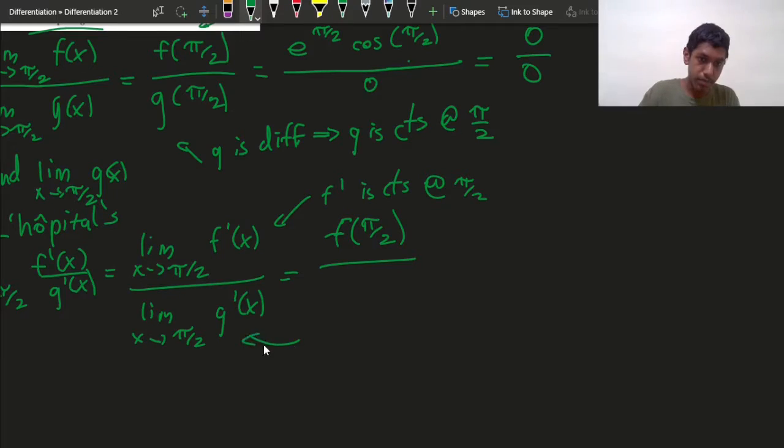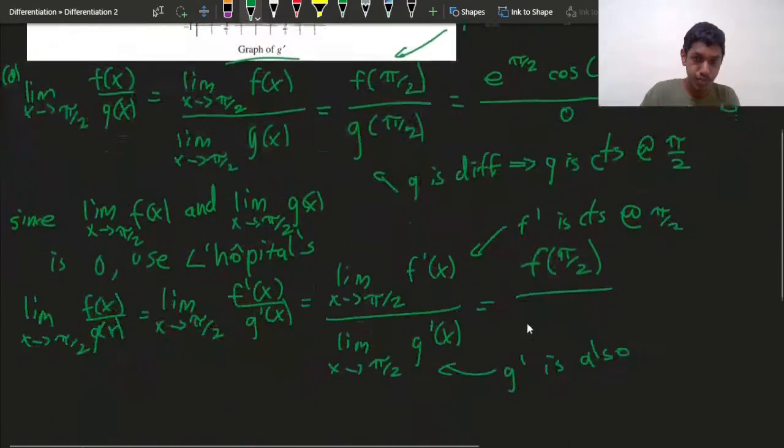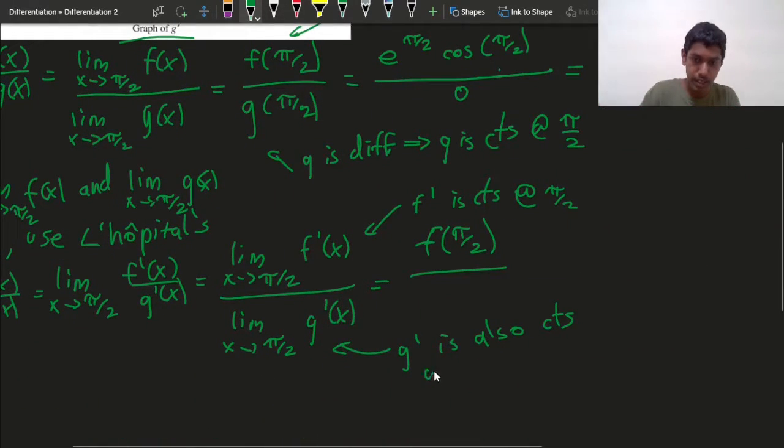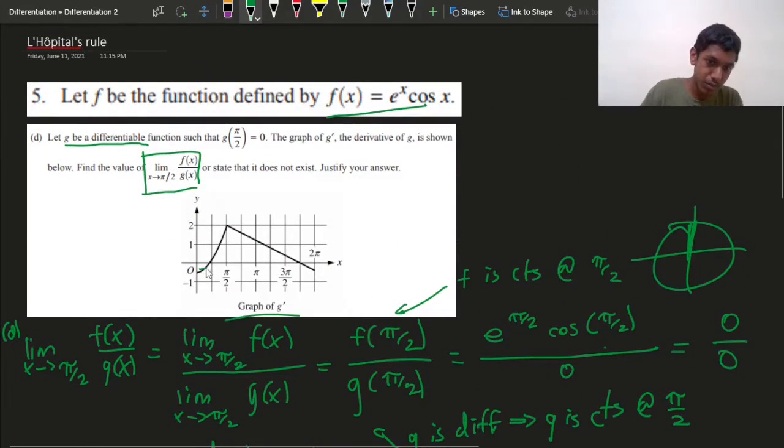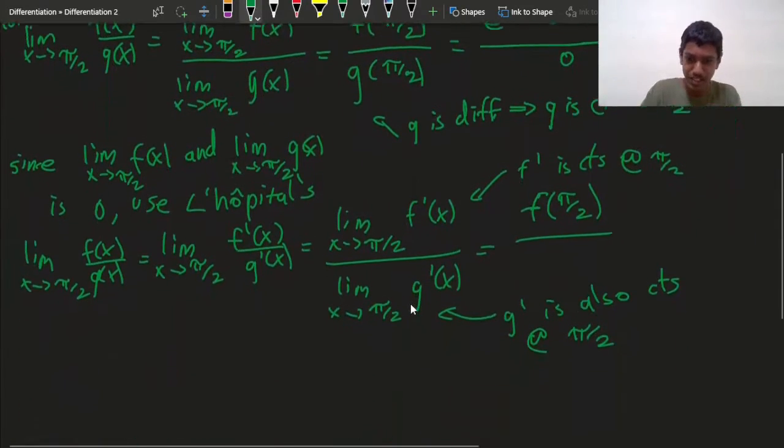And g prime is also continuous at pi over 2. Now, I'd like to point out some tricks that they're doing here. They've put this cusp in the graph of g prime because g prime is not differentiable right here at pi over 2. But it is continuous, right? Because the limit will still exist, but the derivative won't. So I think they've purposely done that to trick you.